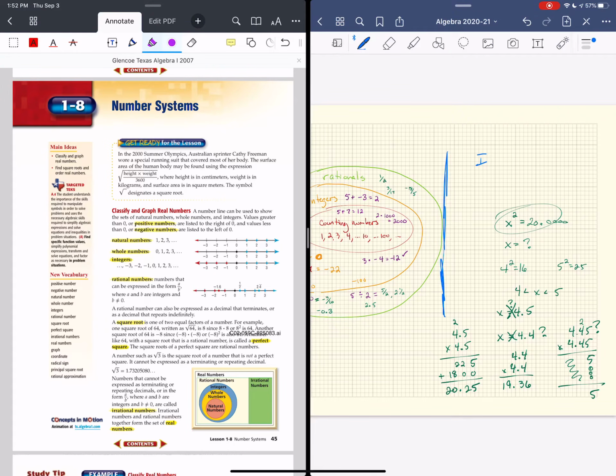We need something called the irrationals. The irrationals are any number that cannot be written as the ratio between two integers.